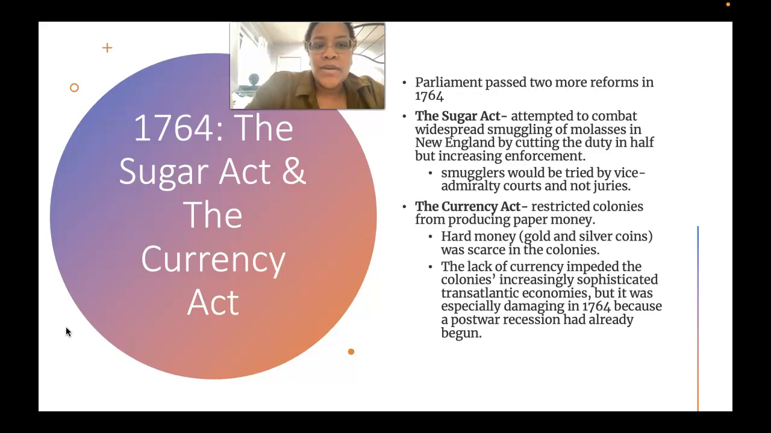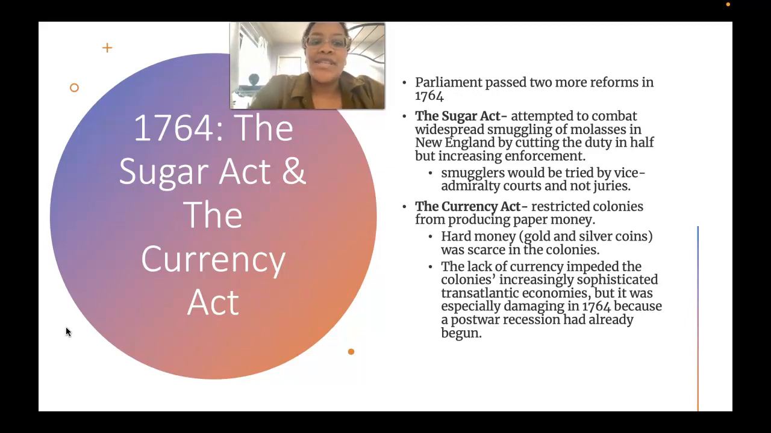But we also see with the Sugar Act an increase in enforcement. What this meant was that smugglers who were caught would be tried by Vice Admiralty courts, and they wouldn't be tried by juries, which was alarming to many American colonists or British American colonists, right?